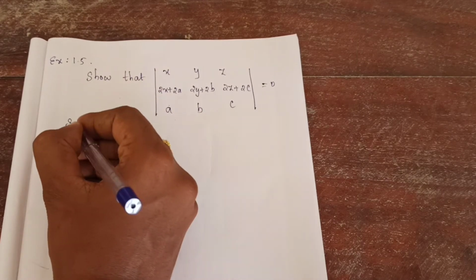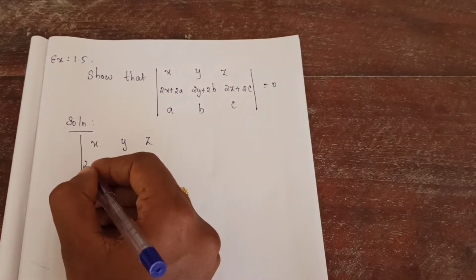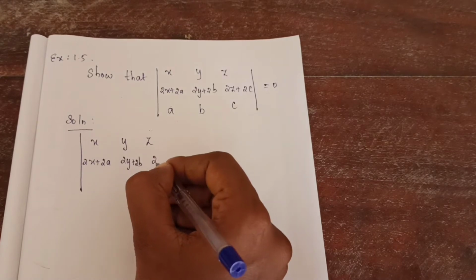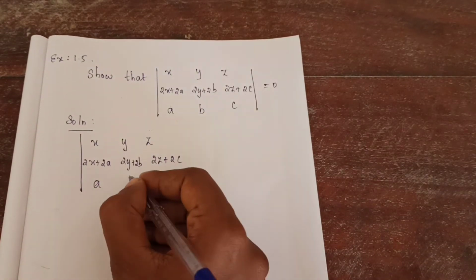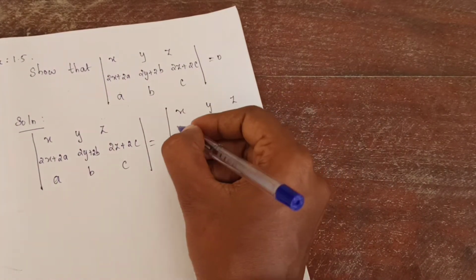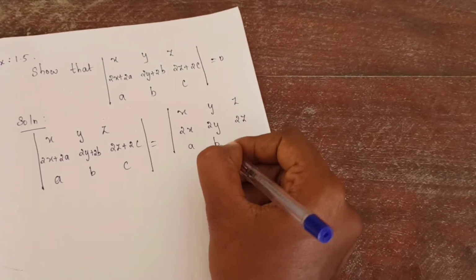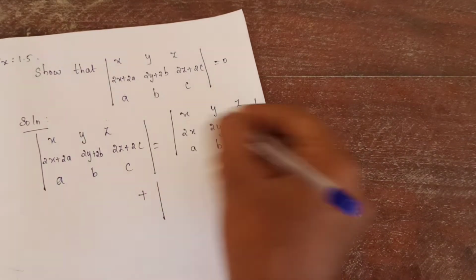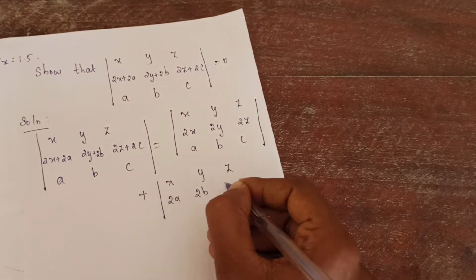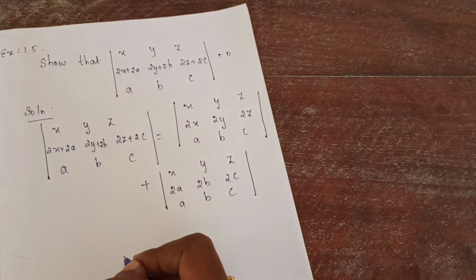Okay, so the solution. I am writing this determinant: x, y, z; 2x plus 2a, 2y plus 2b, 2z plus 2c; a, b, c. The first and last rows stay as they are: x, y, z. The second row I can split, right? 2x, 2y, 2z; a, b, c, plus, you need to write it in the same line, x, y, z; second term 2a, 2b, 2c; a, b, c. Correct?